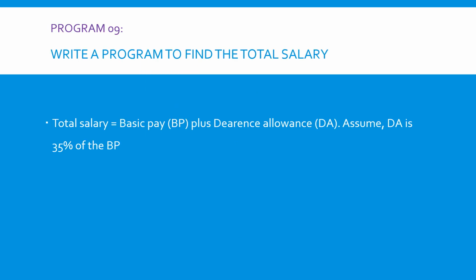Exercise question number 9. Write a program to find the total salary of an employee. Now the total salary of an employee is found out with the help of basic pay plus a dearness allowance, and often dearness allowance is computed as a percentage of basic pay. So let us assume that DA is approximately 35% of the basic pay.